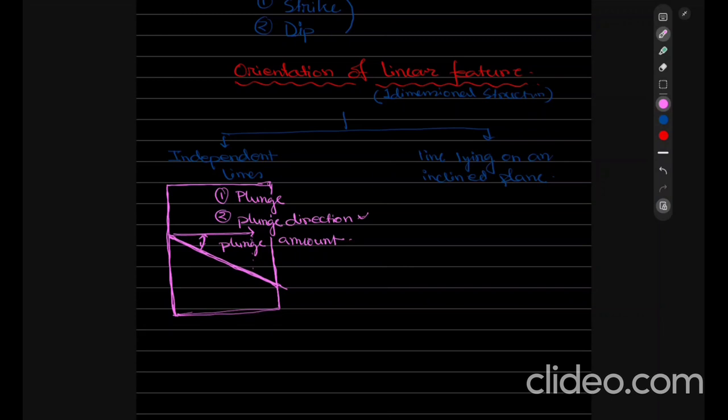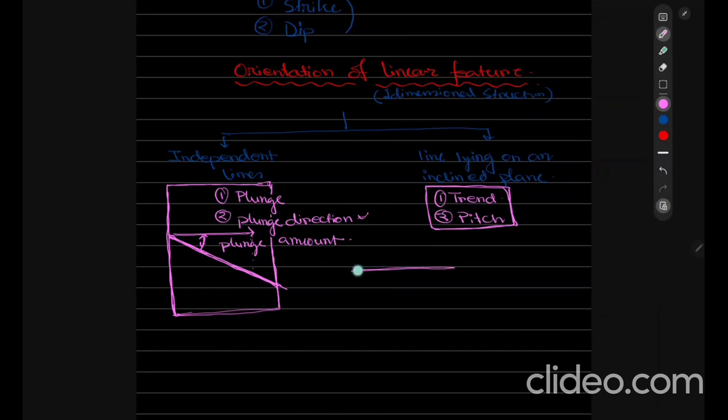Now I will discuss when I have a line on a plane, then also I can give the orientation by these two, plunge and the plunge direction. Apart from this, I can also orient a line lying on a plane by one is trend and second is pitch. By these two parameters, trend and the pitch, I can orient a line that is lying on a surface.